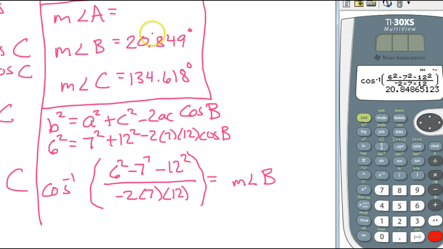All right, of course, now that I have 2 out of 3 angles, to find the third angle, I will simply subtract from 180. So if I just do 180 minus 20.849 minus 134.618, that leaves 24.533.